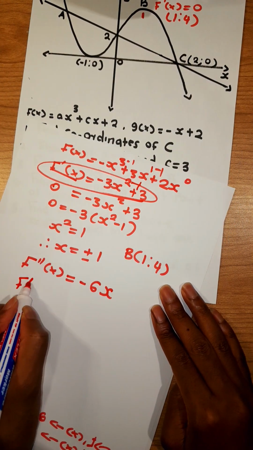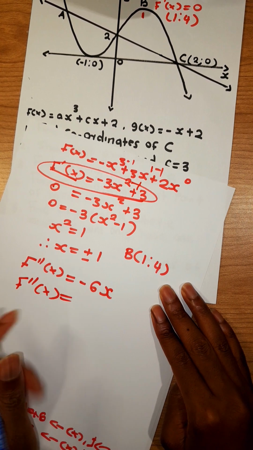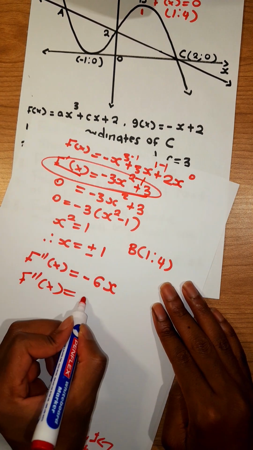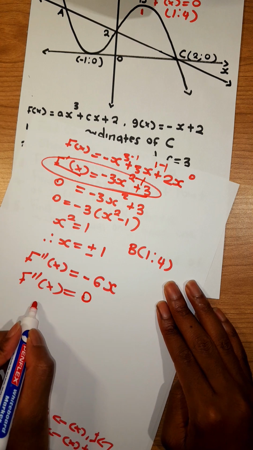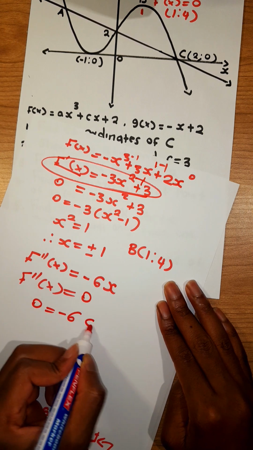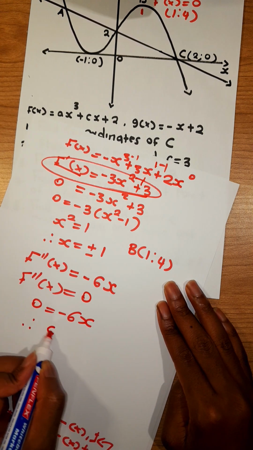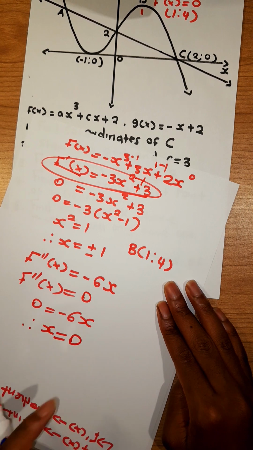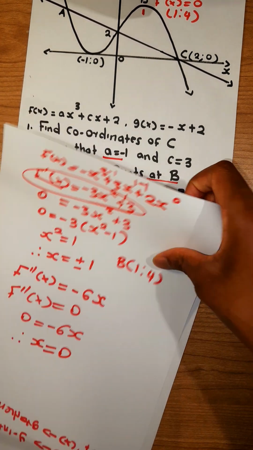But we know that the value of the second derivative at the point of inflection is going to be 0. So we're going to have 0 equals minus 6x. Therefore, the value of x at the point of inflection is indeed going to be 0.